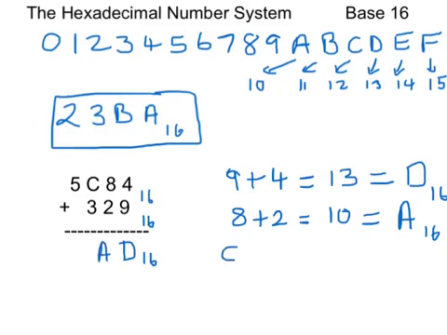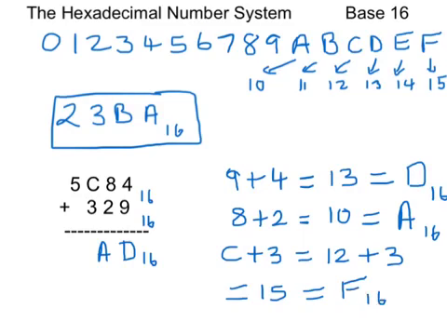Next we have C plus 3. Now if we convert this to decimal, C is equal to decimal 12. So it's 12 plus 3. And 12 plus 3 in decimal is 15. And again, in hexadecimal, we have a digit that represents this, and that digit is F, base 16. So when we come to add C plus 3, what we get is F, base 16. And here we have the 5, which is put here. So the answer is 5FAD, base 16.